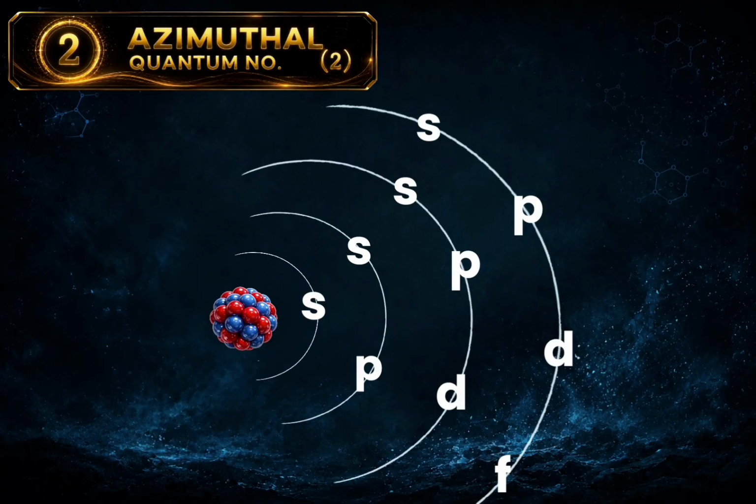Now, take a closer look. There are 4 different S subshells shown here. To avoid getting confused, we give each one a different name. So instead of just saying S, we call them 1S, 2S, 3S, and 4S.